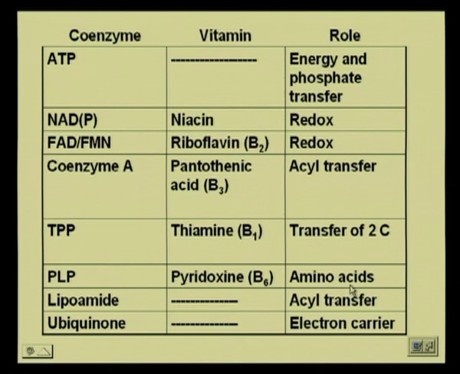So, each of the vitamins has a role in the formation of cofactors, coenzymes. Once these cofactors are formed, we did not mention biotin in this list, but biotin is also there, which is a prosthetic group that links to the enzyme. Then together with the enzyme, it performs the enzymatic function, and that completes our discussion on vitamins and coenzymes.